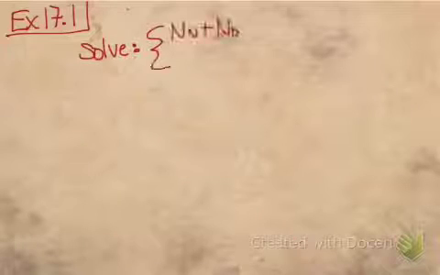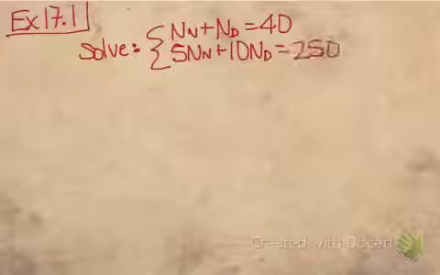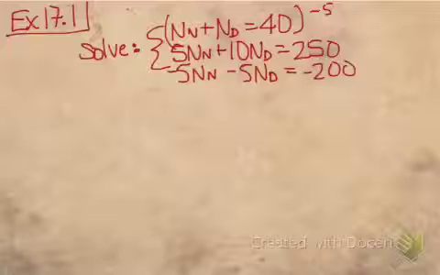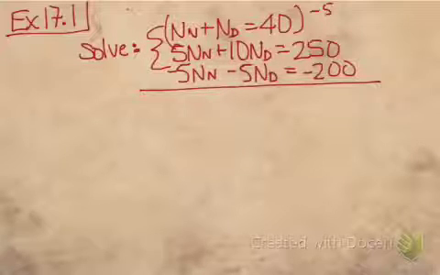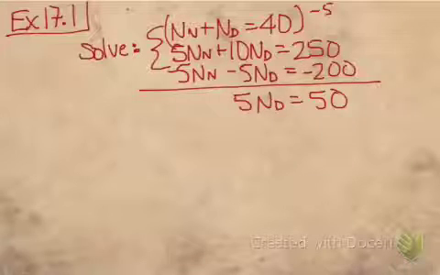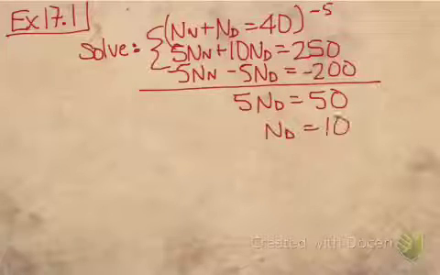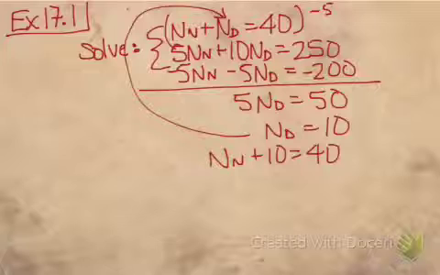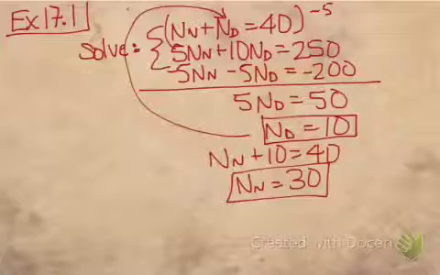So we'll just do some examples. Solve these equations. The n sub n's and the n sub d's are just like x's and y's. We'll take that top equation and multiply everything by -5 so that we can eliminate. So we get -5 n sub n minus 5 n sub d equals -200. Now we can add those two equations and we get 5 n sub d equals 50, so n sub d equals 10. We can plug that into the top equation. n sub n plus 10 equals 40, so n sub n has to equal 30.